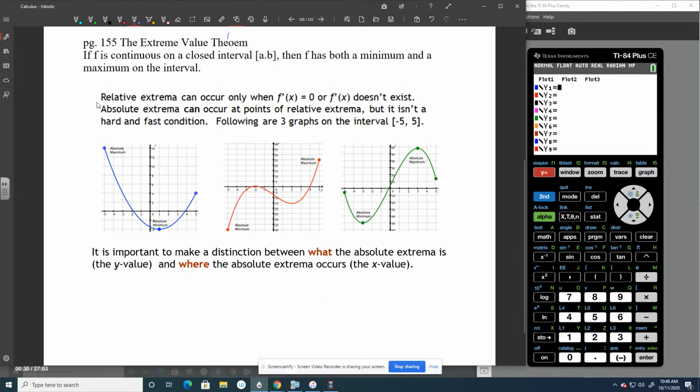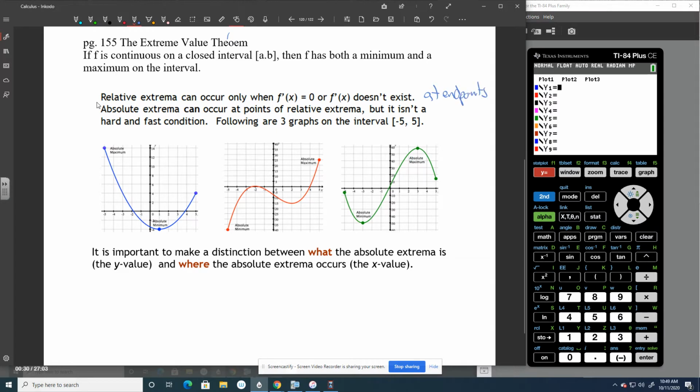Now, these spots can happen. Last time we looked at relative extrema. So our relative extrema can occur when f prime of x equals 0 or that f prime of x doesn't exist. And last time, that's all we checked. We only checked when it equaled 0 and when it doesn't exist. But the absolute extrema can happen at those same points, or it can also happen at the endpoints of our interval.